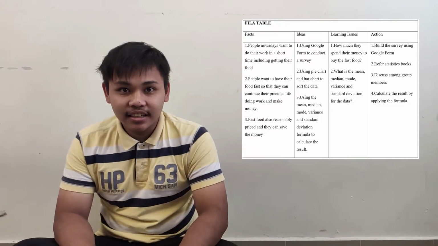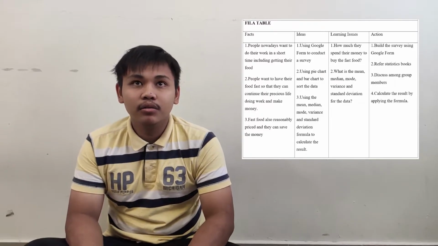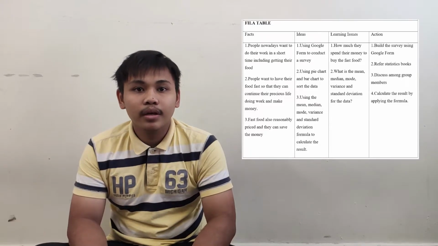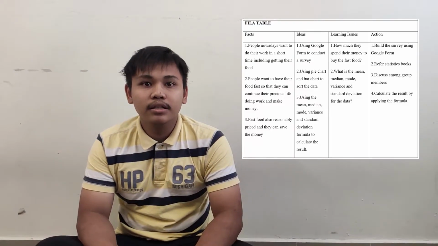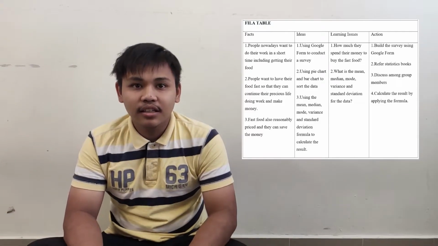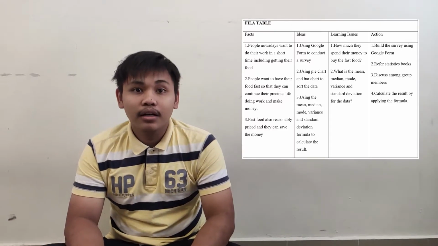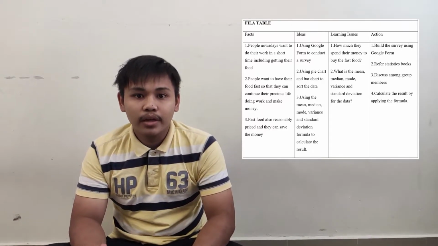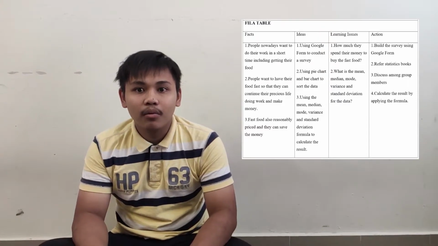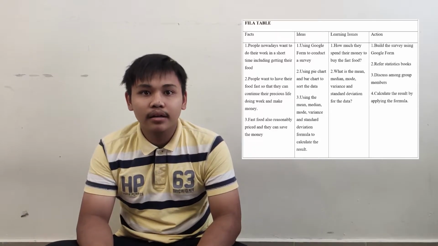Second is idea. First of all, we use a Google form to make a survey. From a Google form, we can get a bar chart and pie chart to figure out the data. Third is the learning issue. For the learning issue, we can find out how much the pupils among our classmates spend to buy their fast food.